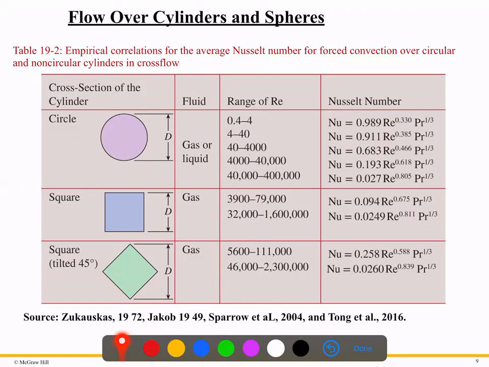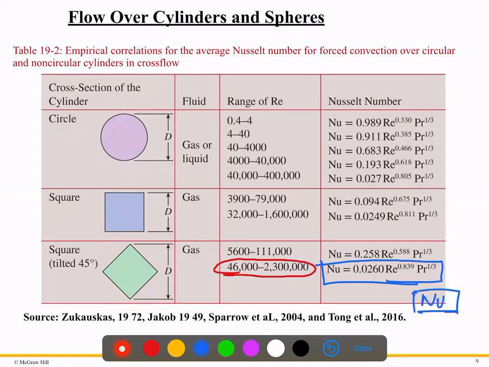You may get it as a question in the exam, maybe the flow passing a square or a tilted square, and we will ask you to calculate the heat transfer coefficient. So let's say the first task will be to calculate the Reynolds number, and if you see the Reynolds number is in between this value, then you will use this Nusselt number expression. Once you have the Nusselt number, then from the Nusselt number, you will get the heat transfer coefficient or the total rate of heat transfer. We will show you how to do that. It is a very easy problem.